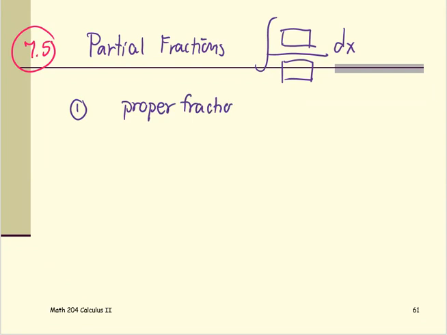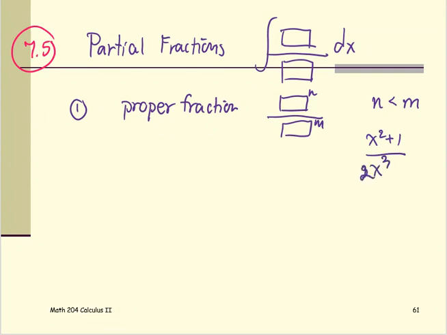A proper fraction means the numerator has less power than the denominator, like the quantity to the power n divided by the quantity to the power m, where n is the leading power of the top and m is the leading power of the bottom. So n has to be less than m. For example, if you have the expression x squared plus 1, the bottom has to be power 3 or higher, something like 2x to the third plus 4x squared plus 5. In this case, this is a proper fraction.